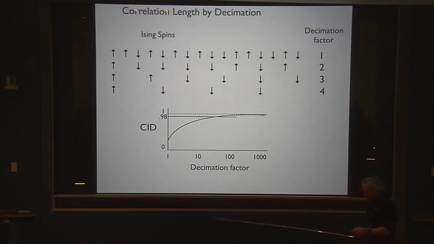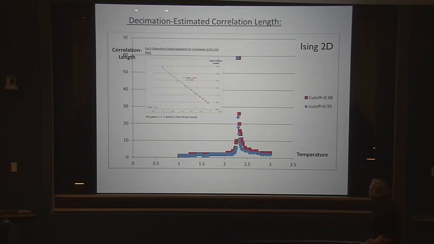And now you can do many things with this. One is you can simply say, as it approaches one, which means incompressible because it's random, you can pick an arbitrary number here and say, that's the correlation length. If you simply do that with a two-dimensional Ising model, this is what you get. And you get the right critical exponent for the correlation length.